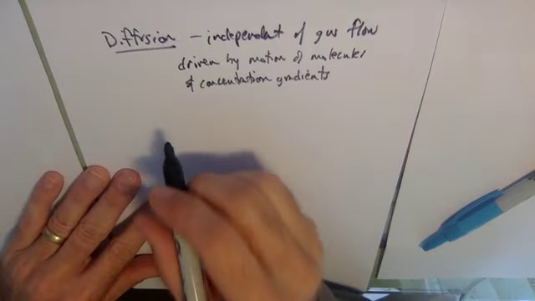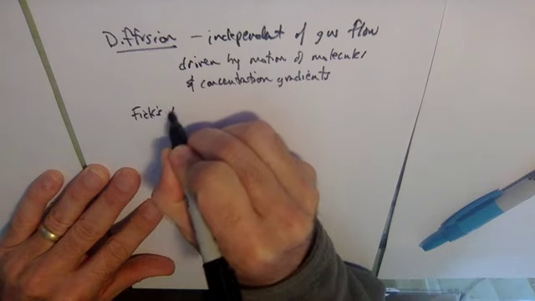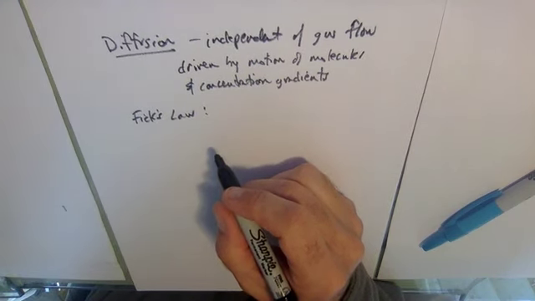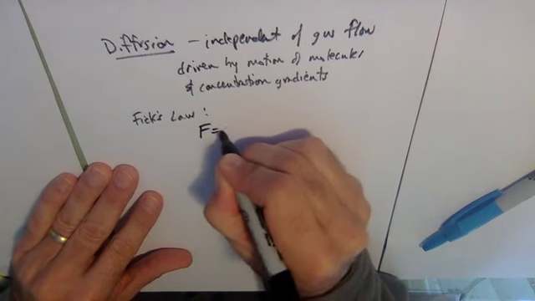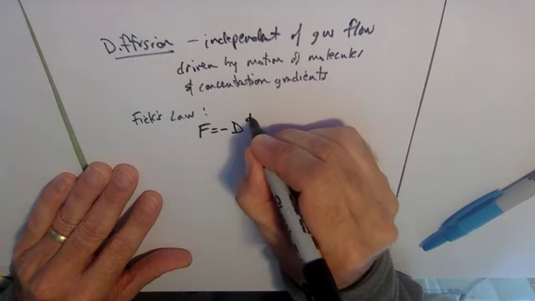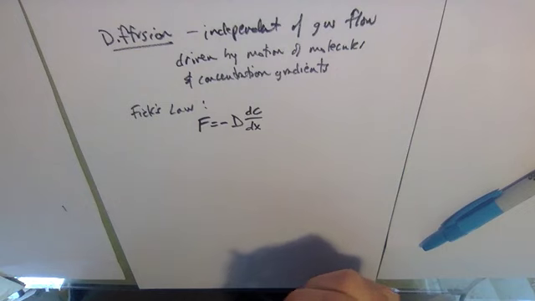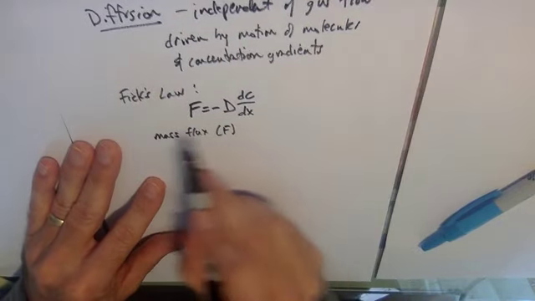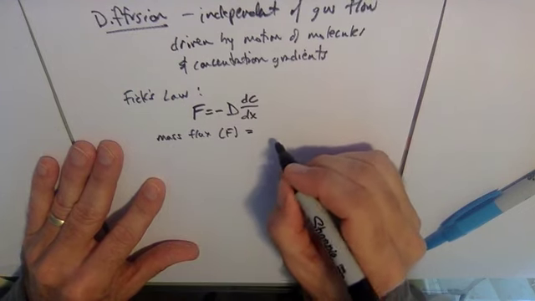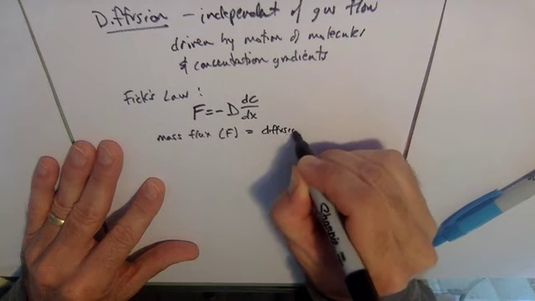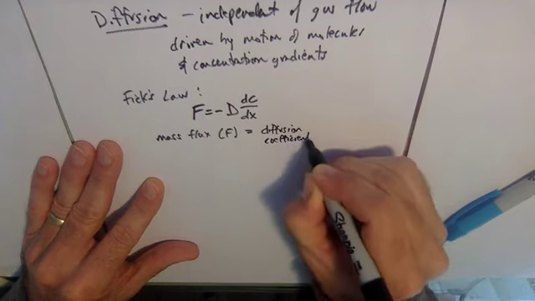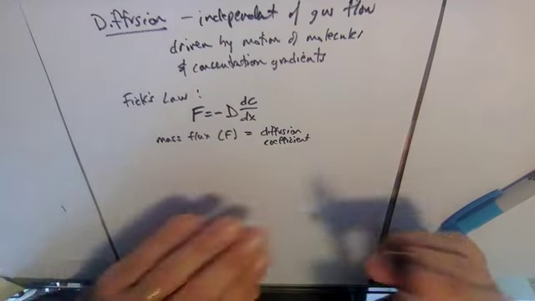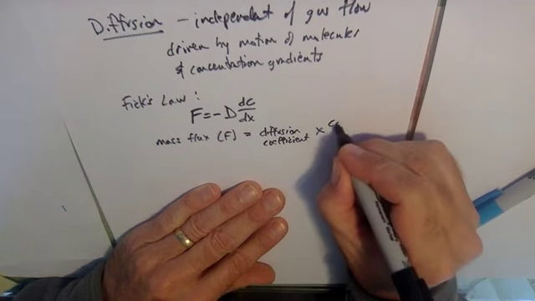And one equation that we use to describe that is Fick's first law, which will have a very, very familiar look to it. And it's written as F equals negative D dC/dx. And what this means is that the mass flux, in other words, the movement of contaminants in solution, is equal to the diffusion coefficient, which is the ability of the material, the fluid or whatever it is, to allow diffusion to occur, times the concentration gradient.